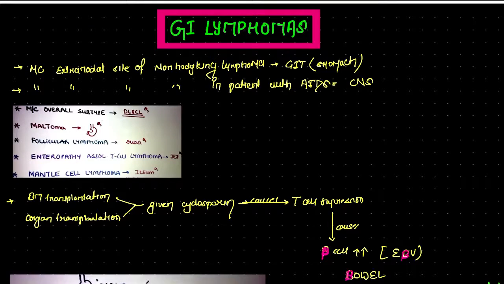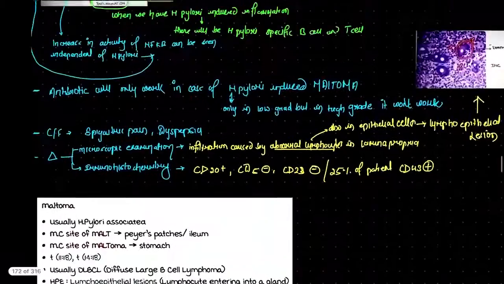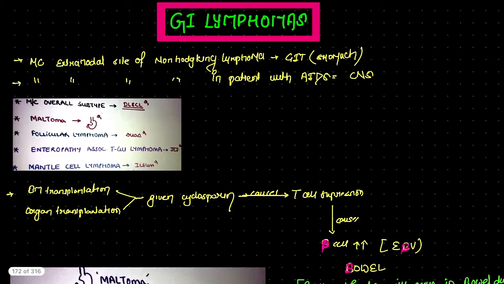The topic of discussion that we are going to deal with is GI lymphomas. In this topic, we'll be discussing all these things. So now let's begin our discussion. Talking about GI lymphoma, initially I went through a one-liner statement: the most common extranodal site of non-Hodgkin's lymphoma is our GIT, and especially talking about GIT, it is our stomach.